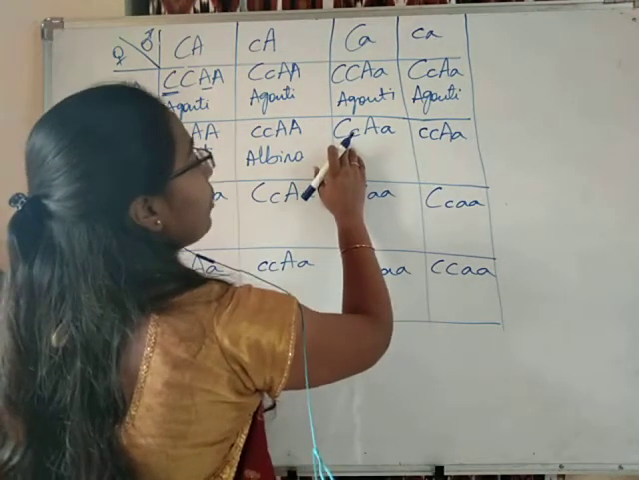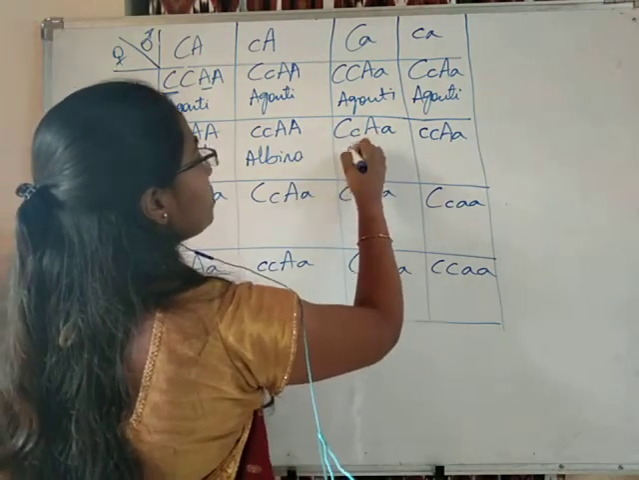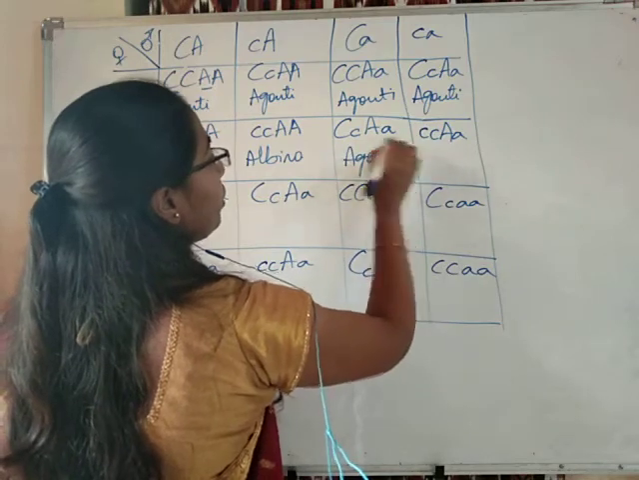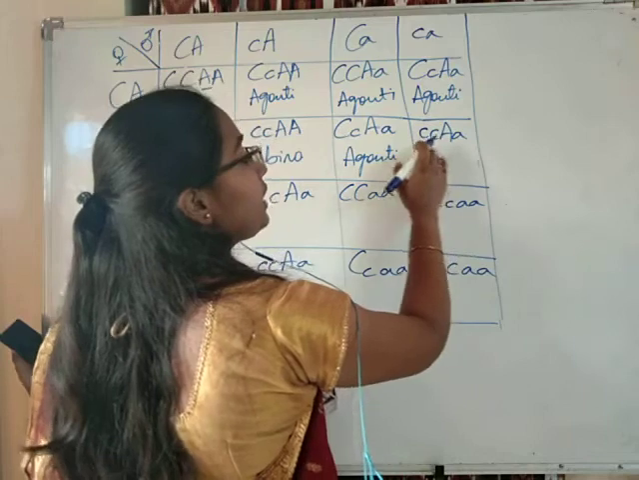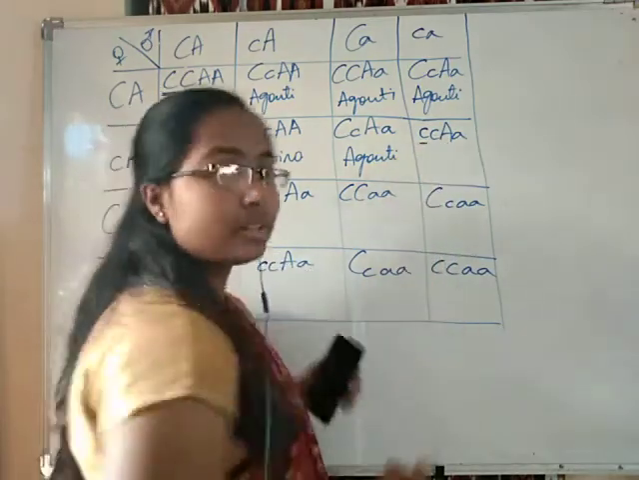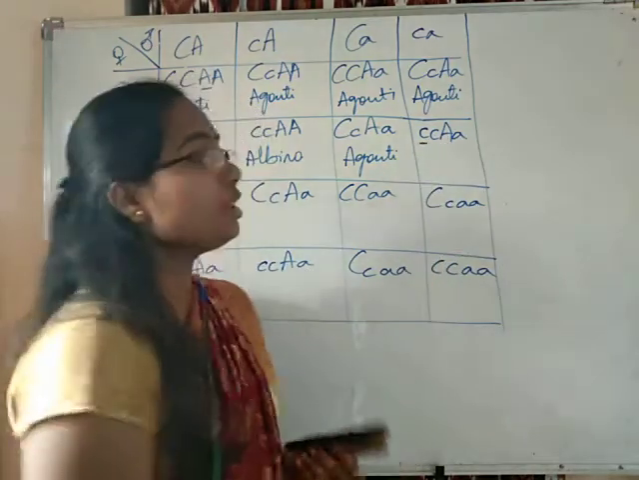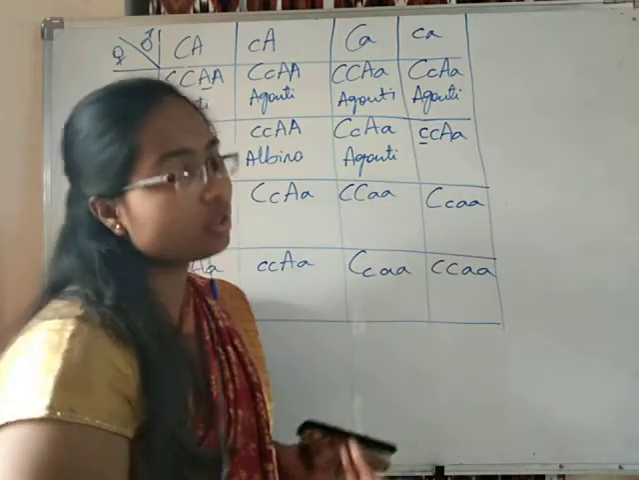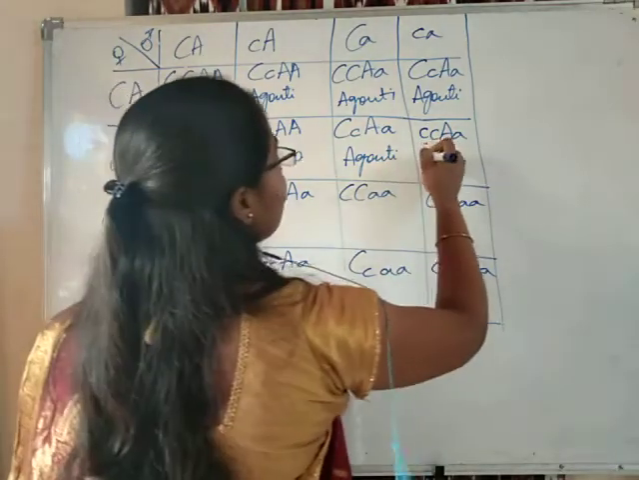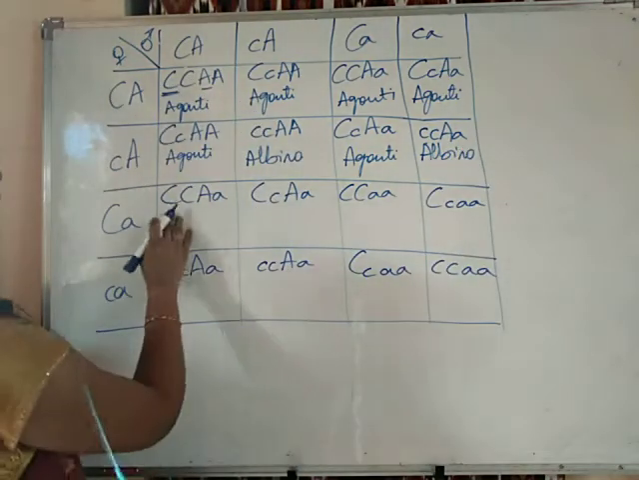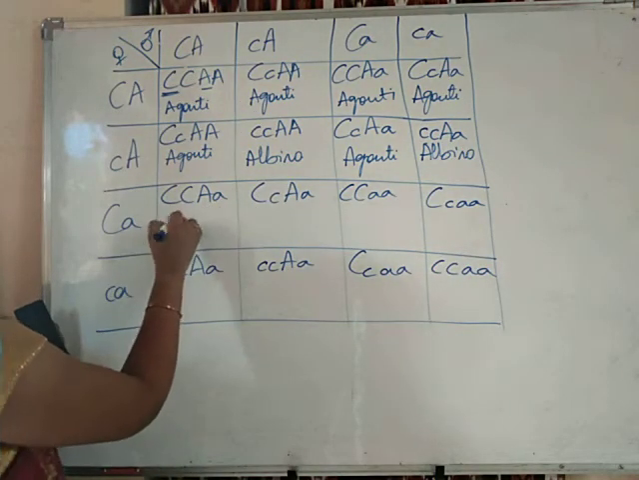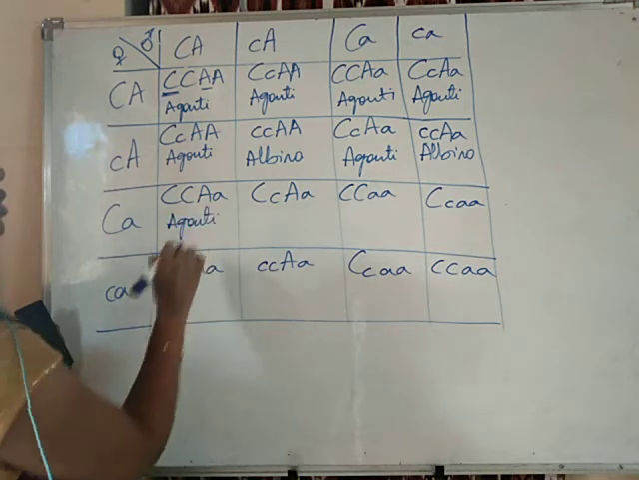Now again capital C and capital A are both present, so this will be an agouti. Small c and capital A are present, the dominant allele capital C is not there, only capital A is there, so it cannot express itself. Again this individual will be an albino. Now capital C and capital A are both present, so this individual will be agouti.